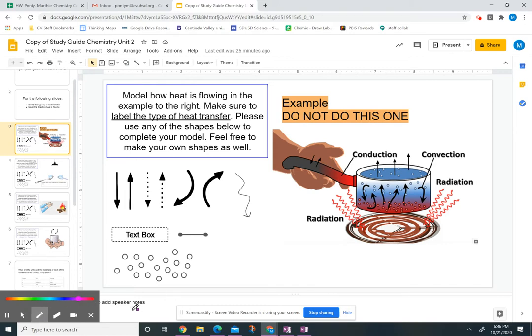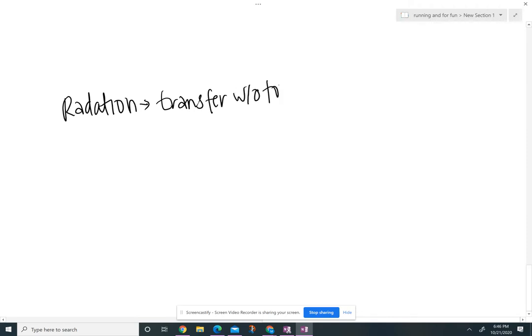Just as a quick review, we're going to start with radiation first because radiation is pretty simple. Okay, so first of all, we have radiation. And radiation, you have to keep in mind, is transferring heat energy without touching something. So it's a transfer without touch. An example is the sun. The sun is a huge example of radiation.